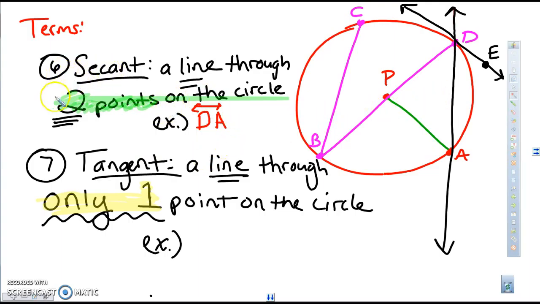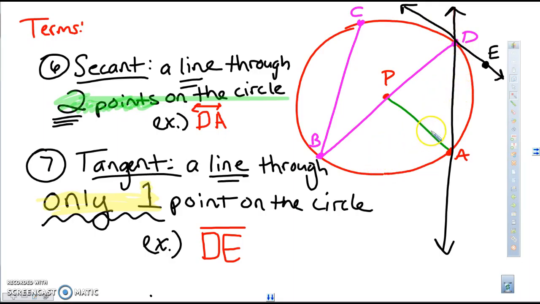And so while a secant has 2 points on the circle, a tangent line is a line that has only 1 point on the circle. An example from this picture is the line DE. Notice that the point E is not on the circle. I had to put it there so that I could define my line. But the line DE has only one intersection point with that circle, and that's at point D.